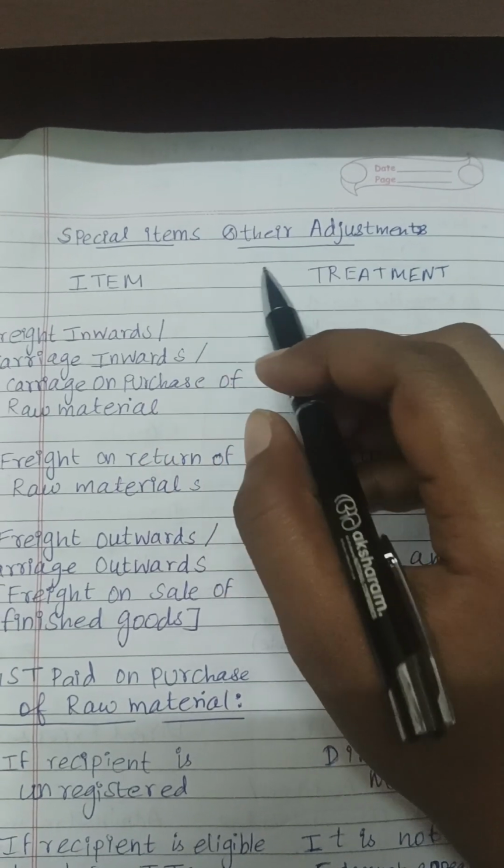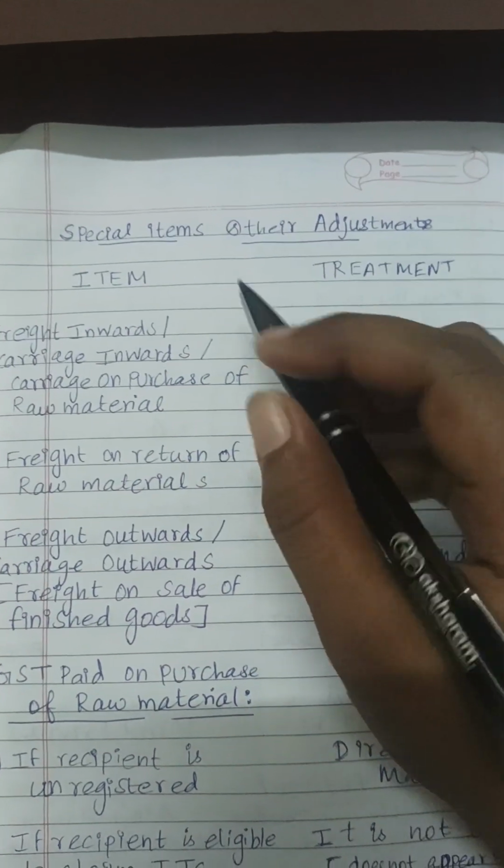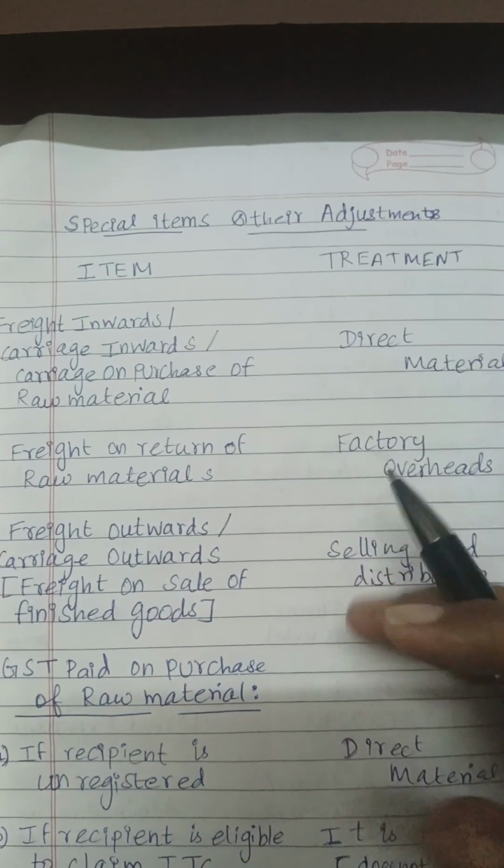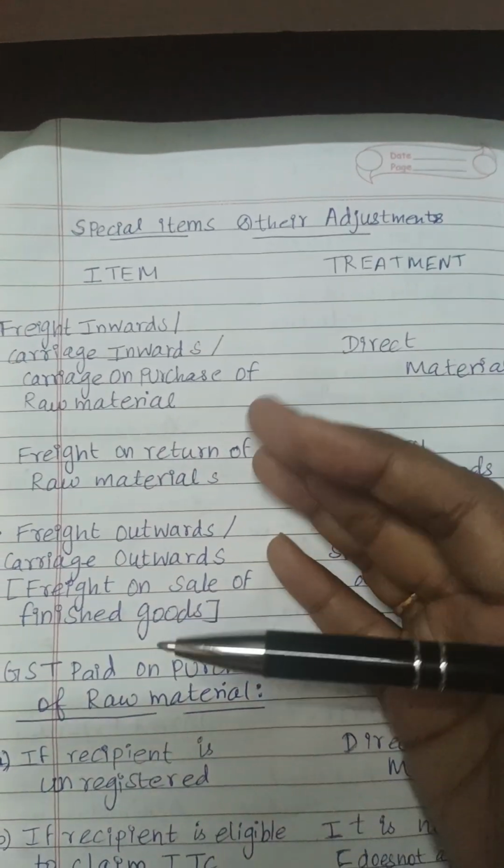Now we are going to see some special items and some adjustments in the cost sheet. We all know cost sheet is a simple chapter. We need to memorize the format, or we need to understand it, and we need to post directly into the format. Let's get into the video.